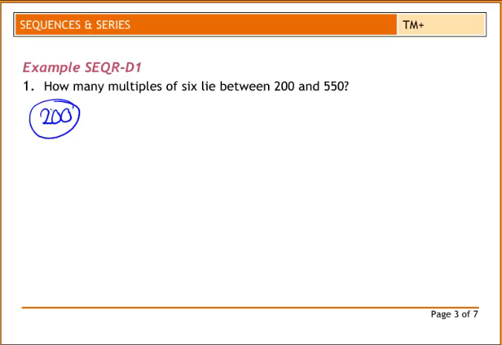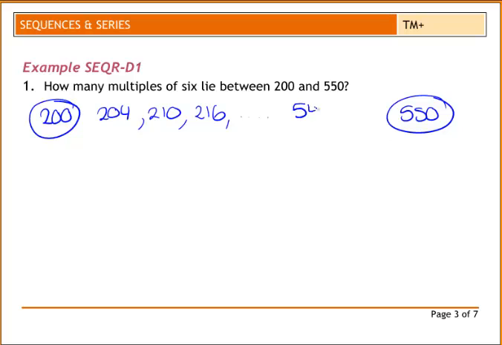So we're going from 200 up until 550. What's our first multiple of 6 after 200? Use your calculator and you'll find that the first one is 204. So our next number must be 210, then 216. So we're going up by 6 each time. Up until what? What number before 550 can be divided by 6? Again, use your calculator and you'll find it's 546.